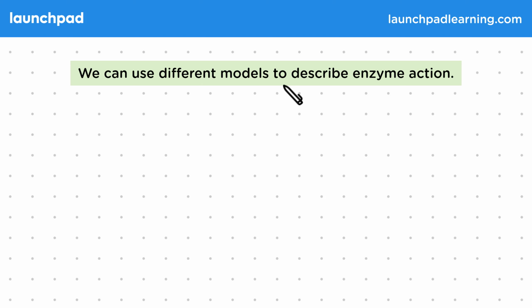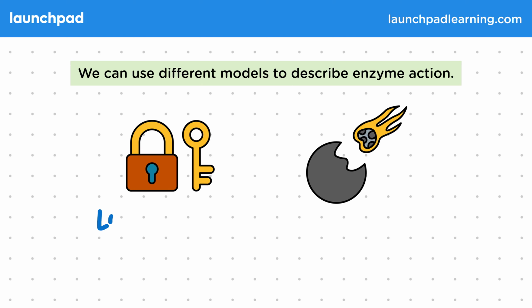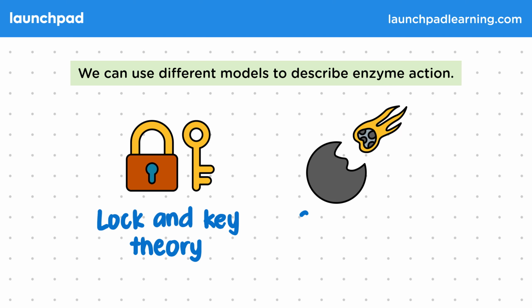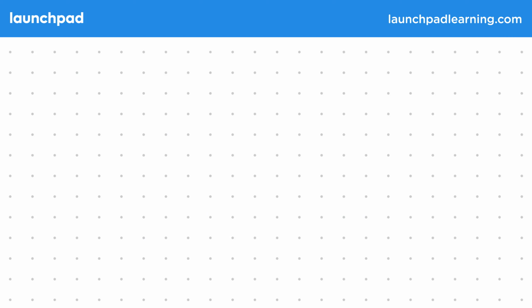We can use different models to describe enzyme action. In biology, we often use lock and key theory to describe enzyme action. However, the specification says that you should be able to use other models to explain enzyme action, and collision theory is another possible way to explain it.